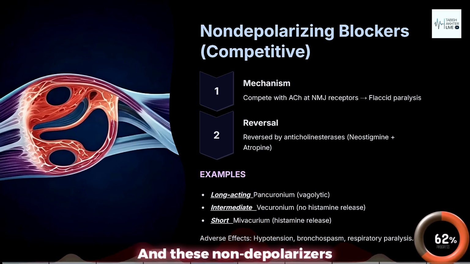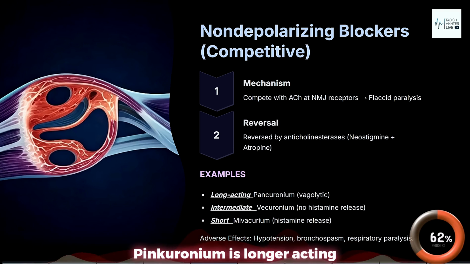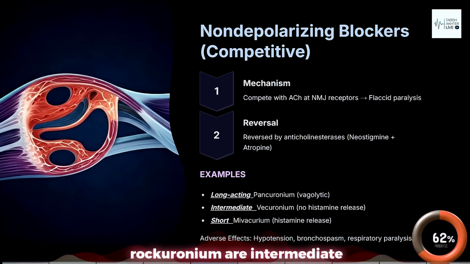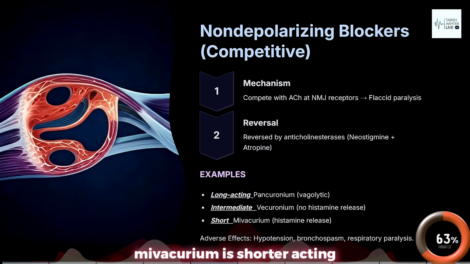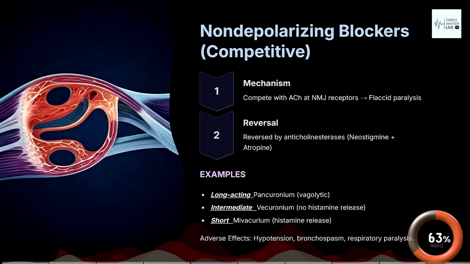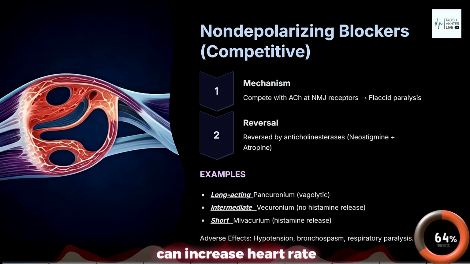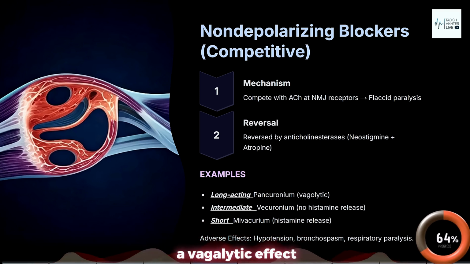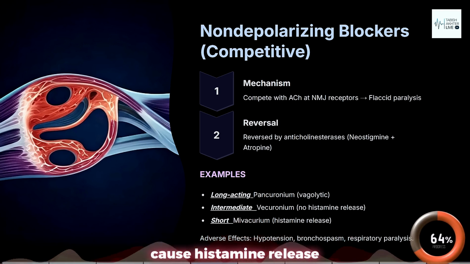Okay. And these non-depolarizers, they come in different durations, too. Long, intermediate, short. They do. Pancuronium is longer acting. Vecuronium and rocuronium are intermediate, very commonly used. Mivacurium is shorter acting. Does it matter much beyond just the timing? It can. Some have slightly different side effect profiles. Pancuronium, for example, can increase heart rate, a vagolytic effect. Okay. Vecuronium is often highlighted because it generally doesn't cause histamine release.